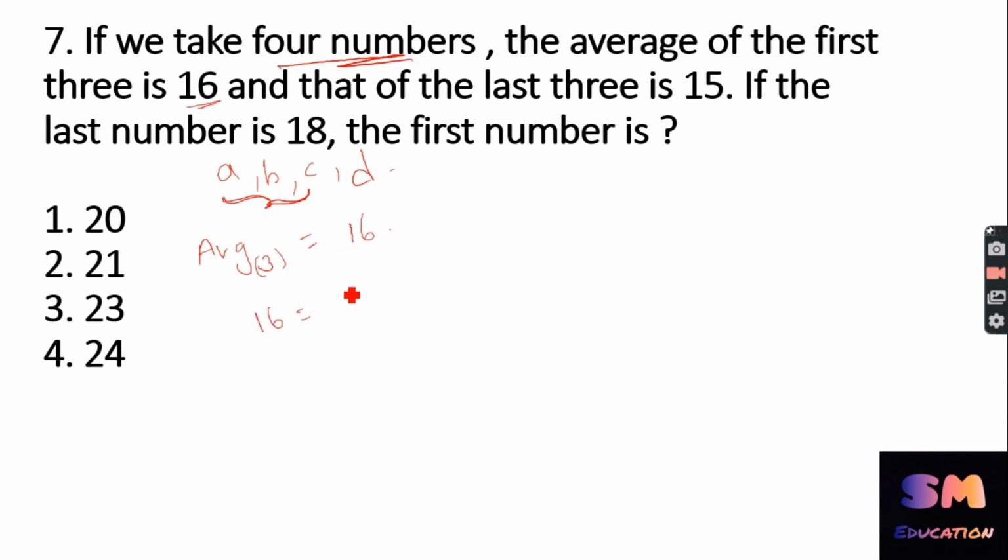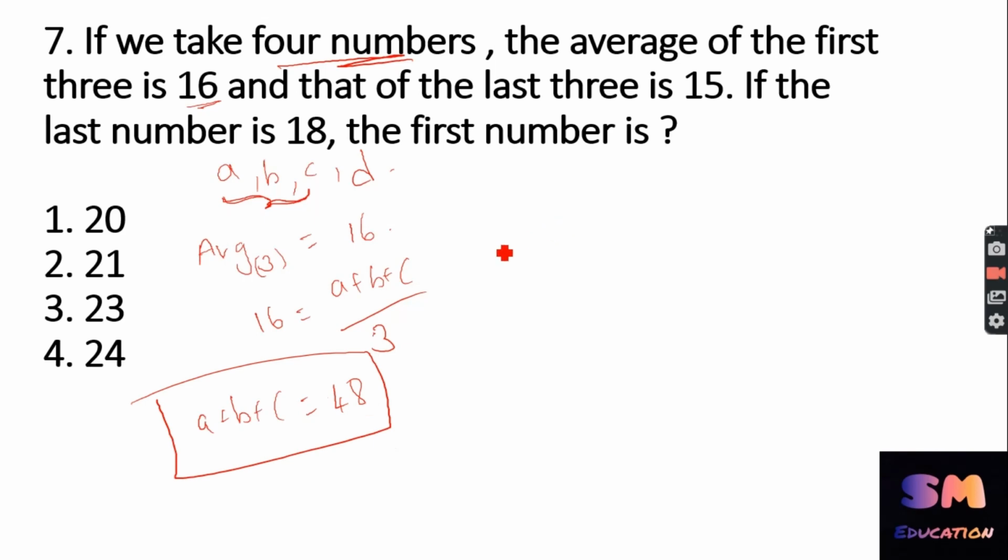So 16 equals (A plus B plus C) by N. How many observations? There are only 3 observations. So the sum of only 3 observations is 3 into 16, that is nothing but 48. Let's keep this aside.